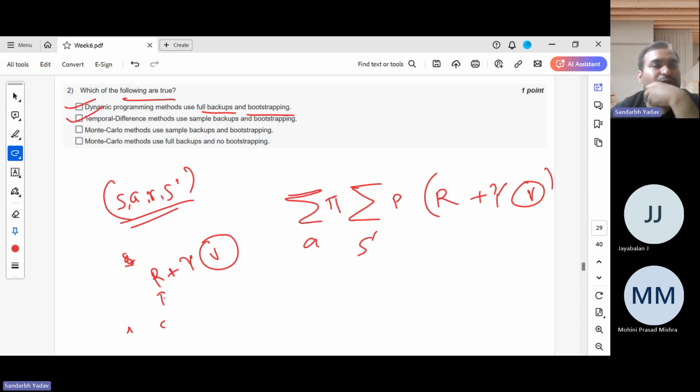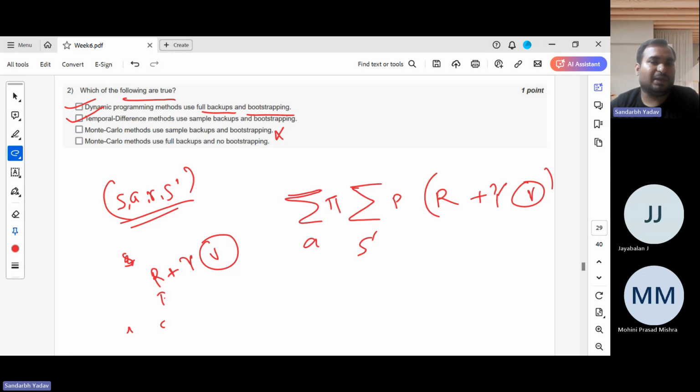Now the question is Monte Carlo methods use sample backups and bootstrapping, and Monte Carlo methods use full backups and no bootstrapping. So this use means always use, right? Do they always use sample backups and bootstrapping? Need not. If you have computation power, you can go till the terminal nodes, then you don't need bootstrapping, right? So this is wrong.